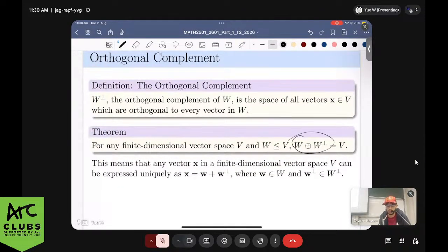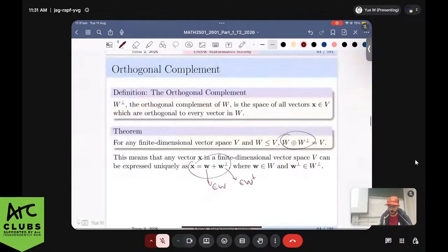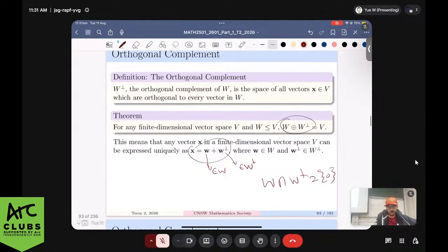W and W perp direct sum to the whole space, which means any x in V can be written as w plus w perp, where w is in W and w perp is in W perp. And it's a unique representation because the sum is direct. Also keep in mind W intersect W perp is the trivial space because it's a direct sum. So they're almost disjoint, with trivial intersection.